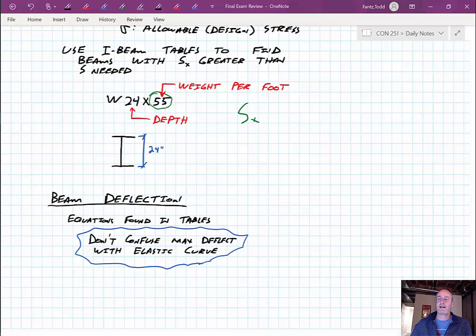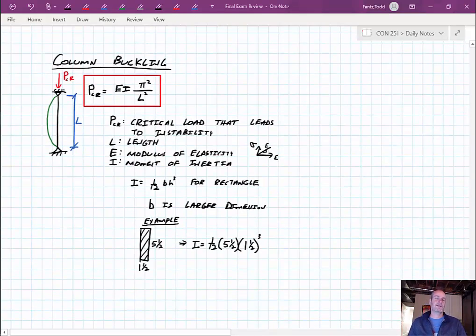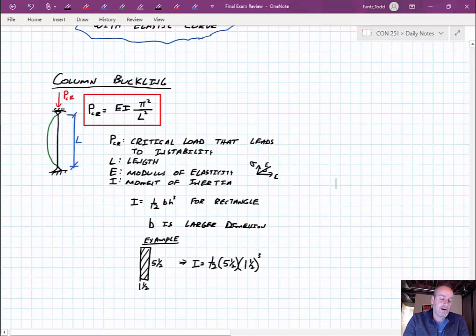Then the last topic we talked about was column buckling. And with this idea of column buckling, what we were saying is if I put a load directly down on a column, instead of just crushing, it'll actually start to buckle, move one side or the other side, right? It means it's not stable. Well, there's a certain load that I can push down. We call that P critical, which causes this buckling, right? We had an equation that says P critical equals EI times pi squared over L squared. P critical is that load that causes instability.